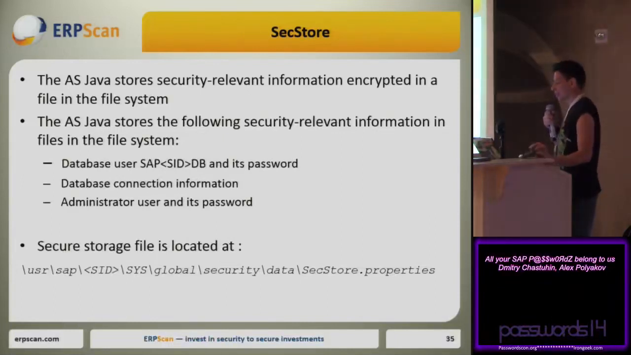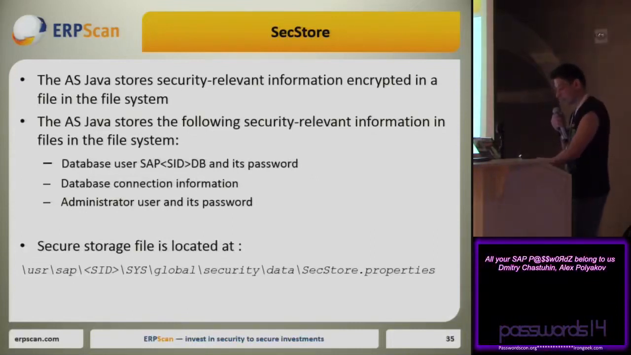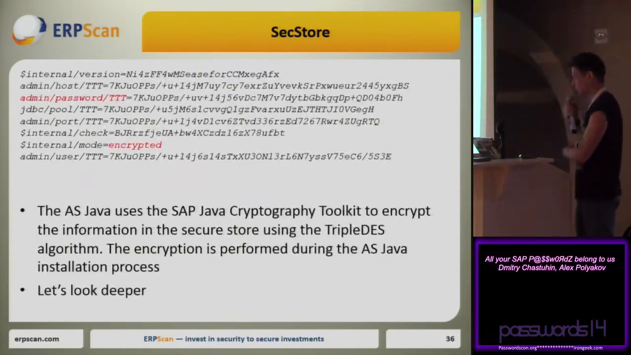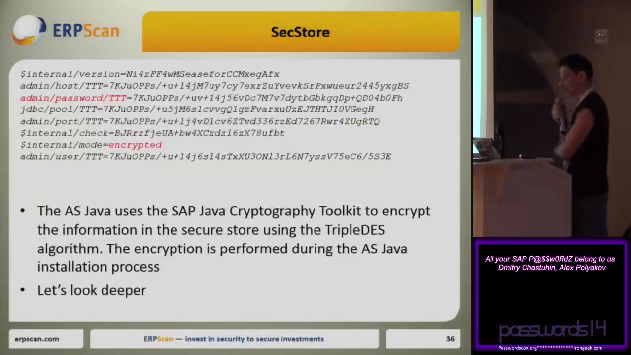The security storage is placed on the file system in the file store.properties. On the slide you can see the default path to this file. Looking at this file, you can see words like host, password, etc. But the values of these are encrypted, of course. Our research shows that for encryption, SAP uses the triple DES algorithm.